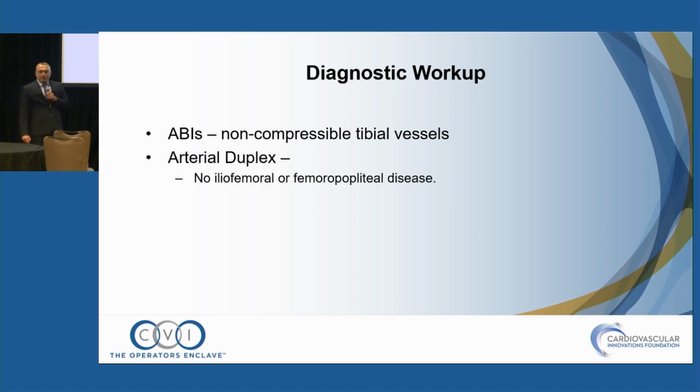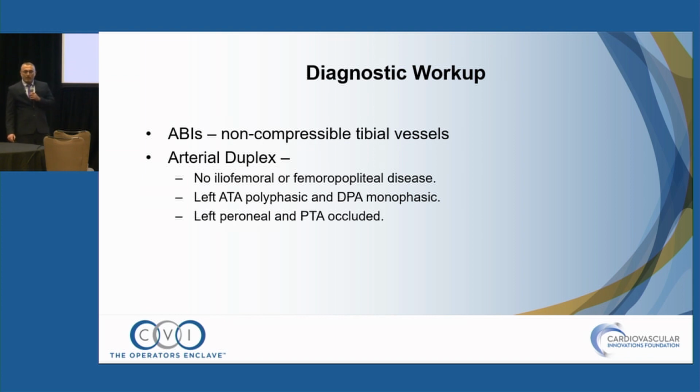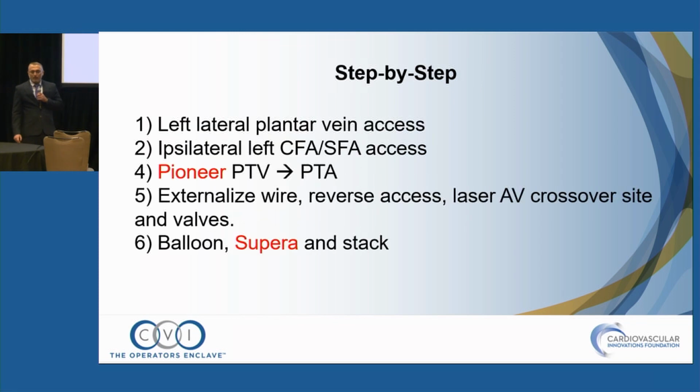arterial duplex, didn't show any inflow or outflow disease. He had single vessel runoff with a polyphasic AT up to the ankle, and then the DP becomes monophasic. Really didn't have anything other than that. So obviously you went into an angiogram in this guy. So I'm going to talk about how we've used the Pioneer and the Supera to do our DVAs.